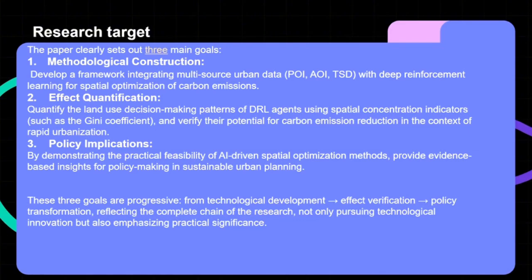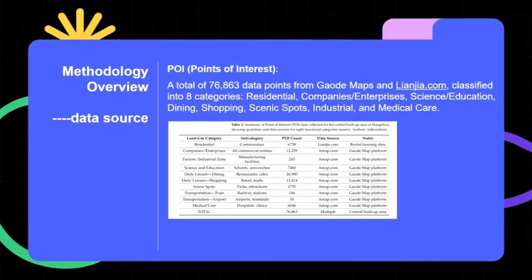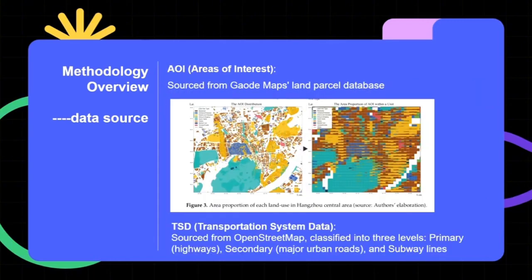The authors collect three types of data: points of interest from Google Maps, areas of interest from land parcel data, and the transportation network from OpenStreetMap. The study area in Hangzhou was divided into a 42 by 32 grid, with each cell measuring 500 by 500 meters. They use the Proximal Policy Optimization algorithm to train agents that adjust the land use allocations to minimize carbon emissions. This is the source from Google Maps, and this is the source from OpenStreetMap.